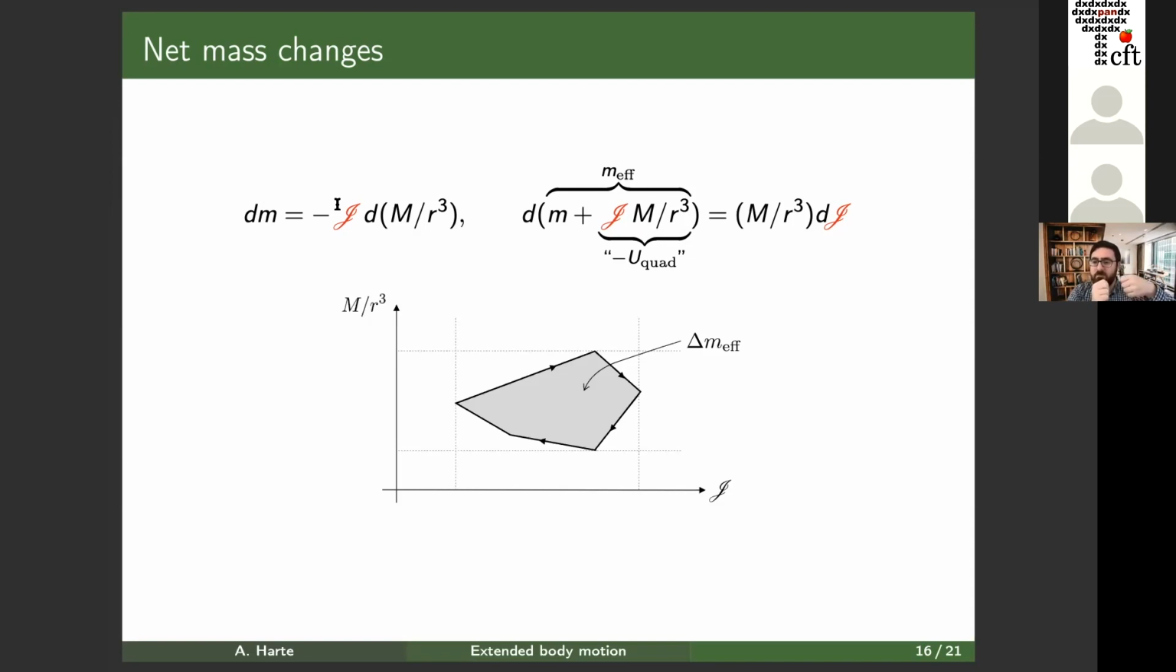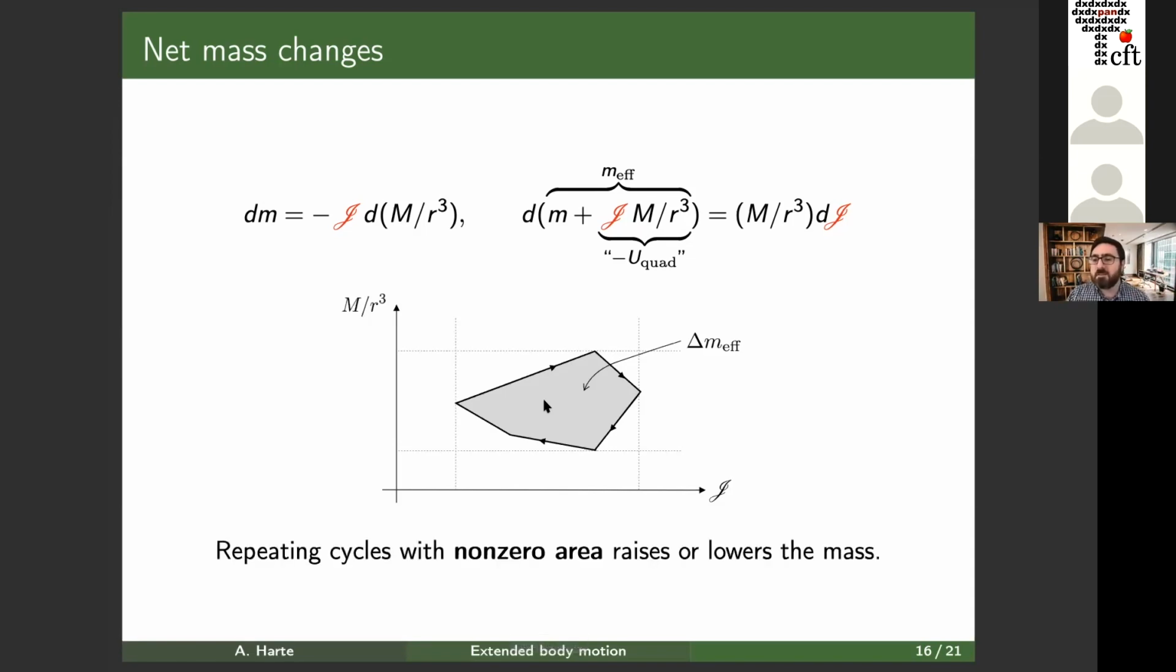you do many, many cycles, you can get a significant mass change. If you think about this a little bit, and draw a diagram with quadrupole moment on one axis and curvature on the other axis, one of these cycles looks like some path in this plane, and the change in mass over this cycle is the area enclosed. So as long as you design a cycle with some non-zero area, you can raise the mass or lower the mass. And you just repeat this over and over, and you get larger and larger changes.